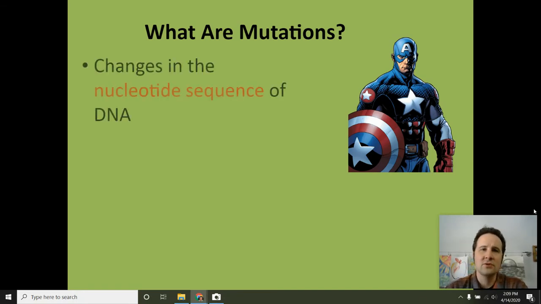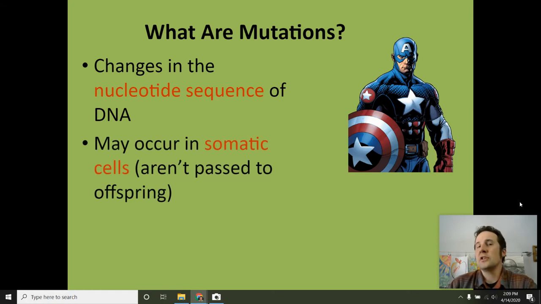So let's do that. A mutation is simply a change in the nucleotide sequence of DNA. That means all you're doing is changing an A, T, C, or G to a different letter. That's all. This can occur in somatic cells. These are body cells, i.e. not your eggs and sperm. Okay, this we have seen already.